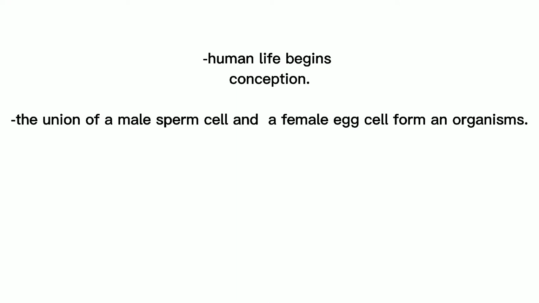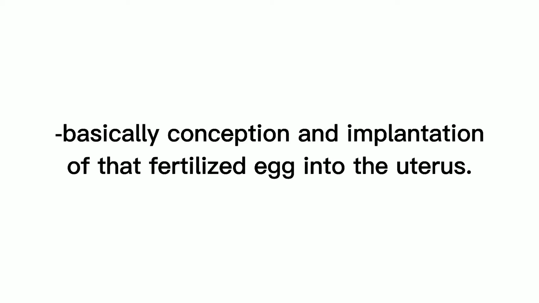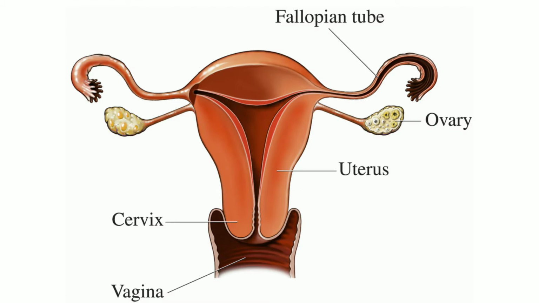Human life begins at conception, the union of a male sperm cell and a female egg cell to form a new organism. So what happens? Here is basically conception and implantation of the fertilized egg into the uterus. So, here you'll have the ovary, uterus, and connecting those two, you have the fallopian tubes.